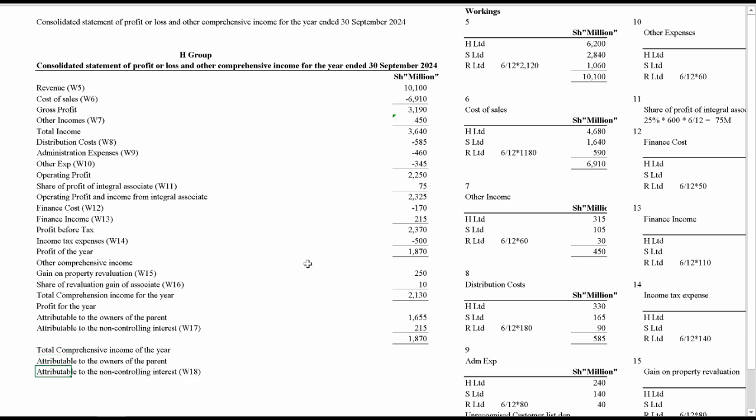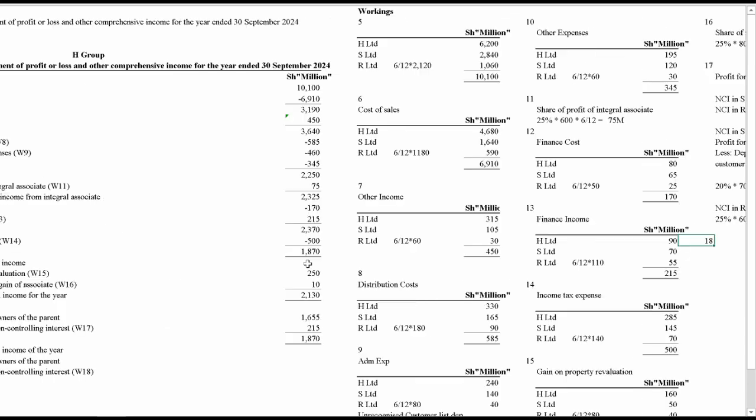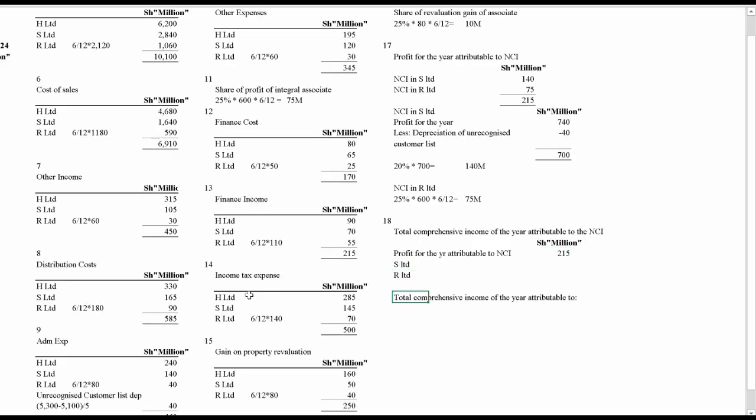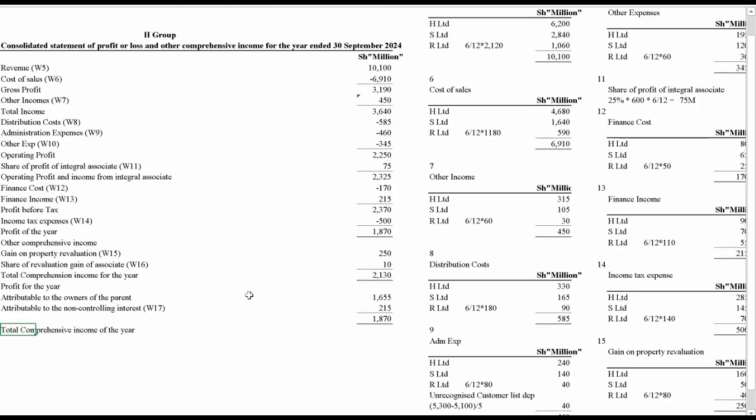The same case, attributable to owners of the parent as well as NCI. NCI is our working 18. So profit for the year attributable to NCI, we have seen here that for S and R, we have 215. So that we bring down there, and then we have to add the S and R limited. So for the comprehensive income attributable to S limited, it is 20% times. In our information we will be given it 50 for S, so we get 10. For R we have been given to be 80, and the 6 month also 10, so the total to be 235.